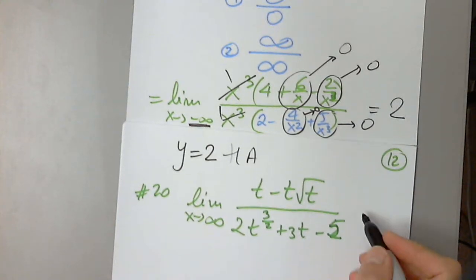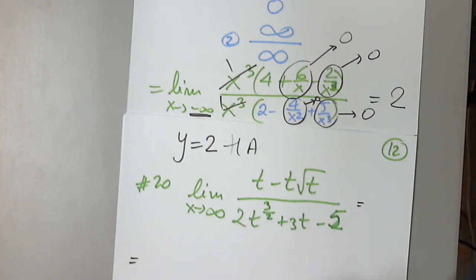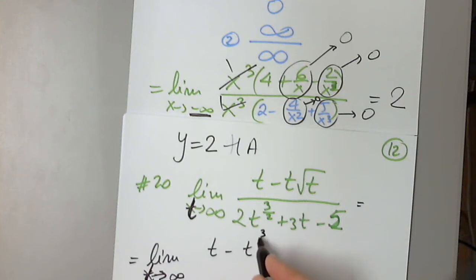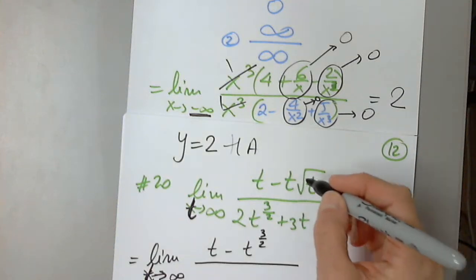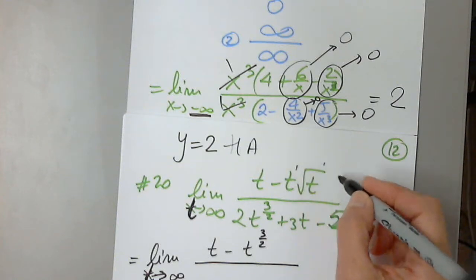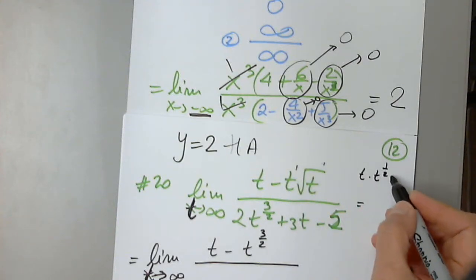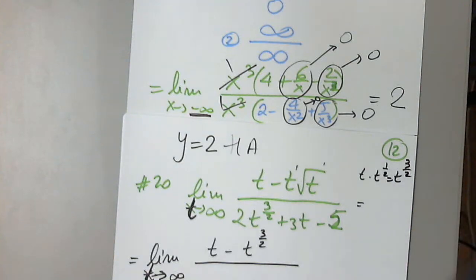So now I have to rearrange the numerator a little bit. Limit as t approaches infinity. So this is t minus t to 3/2. Do you agree? Copy the base, power 1 and power 1/2. So t times t to 1/2 is t to 3/2. Copy the base and add the exponents. Agreed? Okay. And this is 2t to 3/2 plus 3t minus 5.